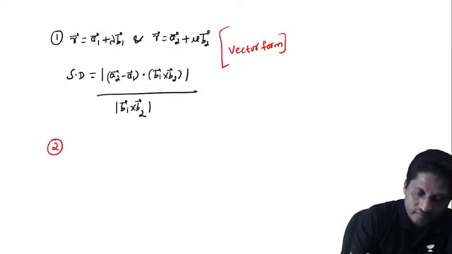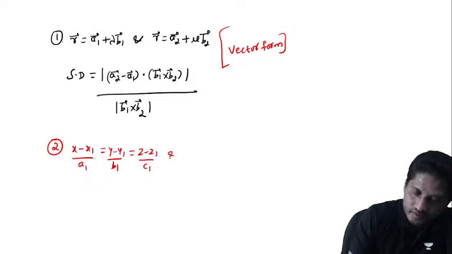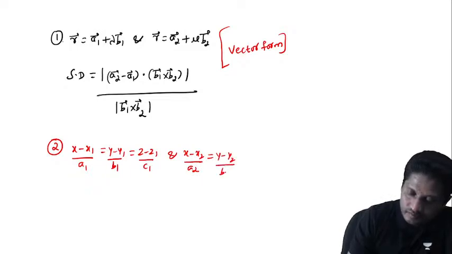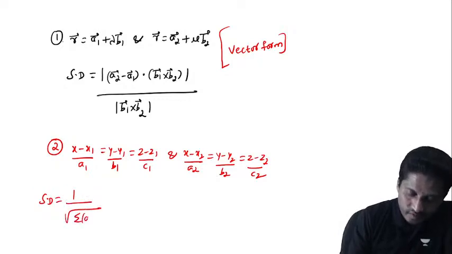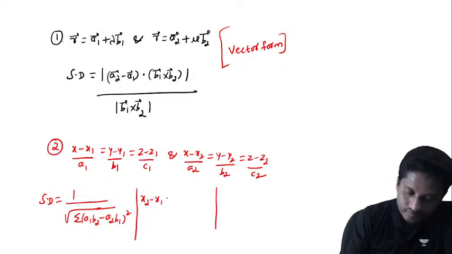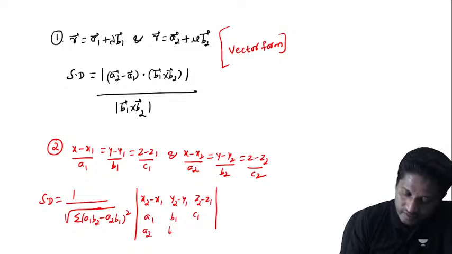If it is Cartesian form, x minus x1 by a1, y minus y1 by b1 is equal to z minus z1 by c1, and x minus x2 by a2 is equal to y minus y2 by b2 is equal to z minus z2 by c2. Then the shortest distance is equal to 1 by root of summation a1 b2 minus a2 b1 the whole square, and then determinant of x2 minus x1, y2 minus y1, z2 minus z1. DRs of the first line are a1 b1 c1. DRs of the second line are a2 b2 and c2.